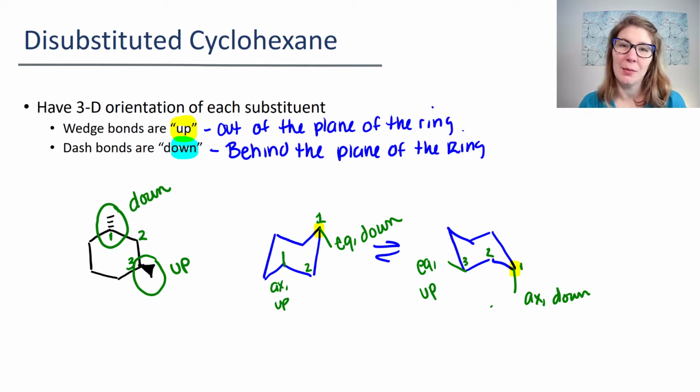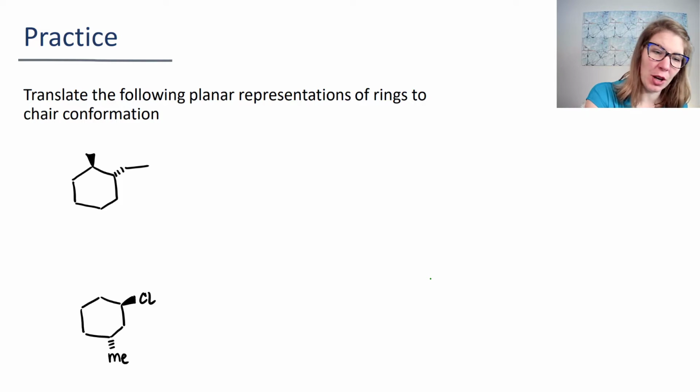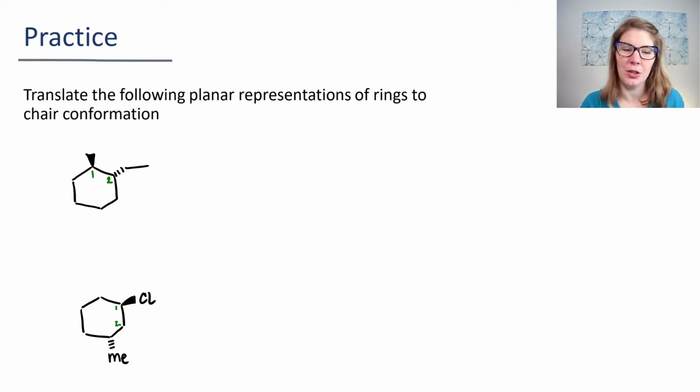Now I want you to give it some practice. Here, I want you to translate these planar representations of rings into chair conformations. Once you've translated it into a chair conformation, go ahead and also flip the chair. In order for us to have the same answers, I want you to call this carbon 1 and this carbon 2, and this carbon 1 and this carbon 2 and this carbon 3.